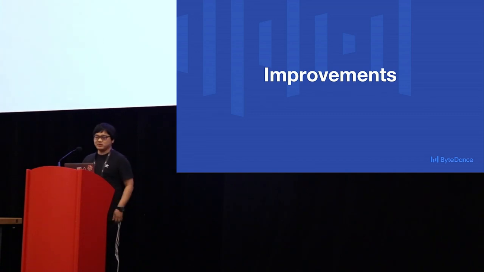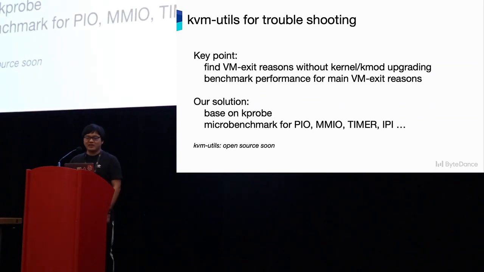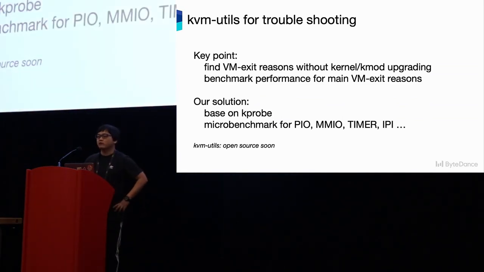Next, let me introduce some improvements for virtualization we did. Last year, when we started the hybrid deployment, we hit the first problem: the object storage service was still running on the host server, so we couldn't upgrade the host kernel and kernel modules. But troubleshooting was still necessary, so we developed KVM utils. KVM utils is based on kprobe, so it can be installed or removed very easily.